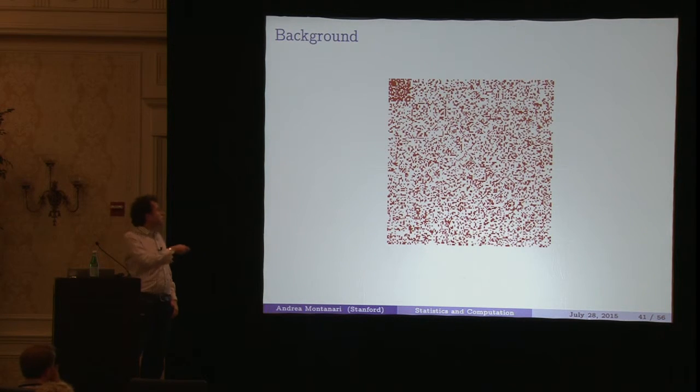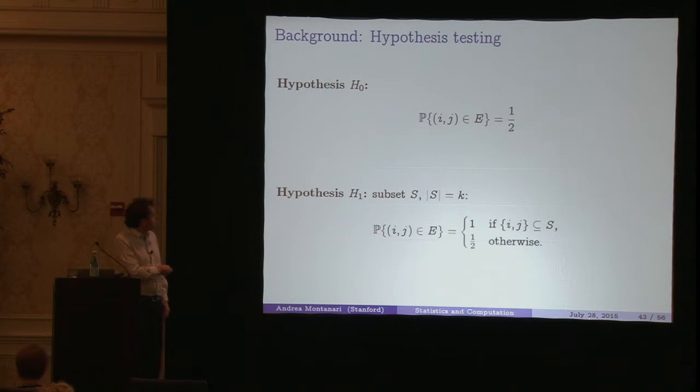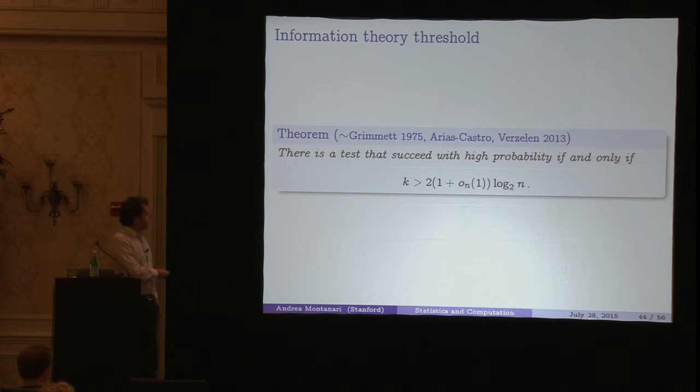Again, this is a problem where you have a matrix and then I plant a clique of size k in it. So the edge probability is 1/2 here and 1 here, despite the figure. I want to distinguish between two hypotheses. Under the null hypothesis, each edge is present with probability 1/2. Under the alternative, edges in the set S are present with probability 1 and outside with probability 1/2. So we change the problem. And again, information theoretically, you can solve this when k is bigger than 2 log n.